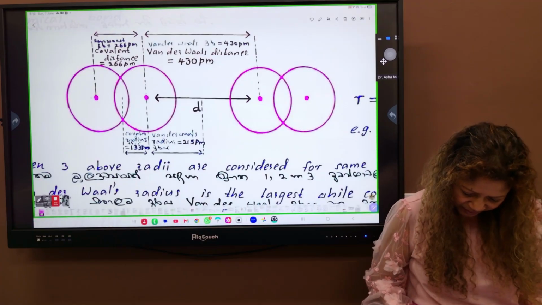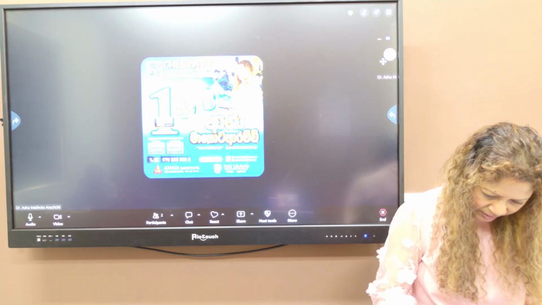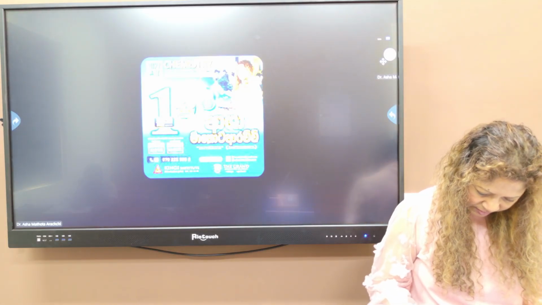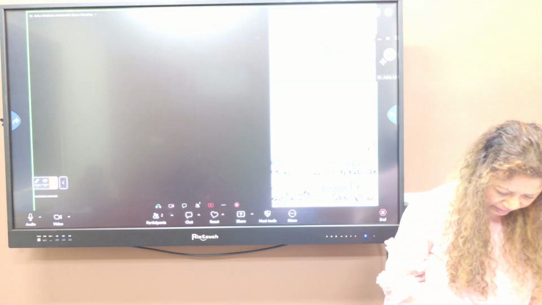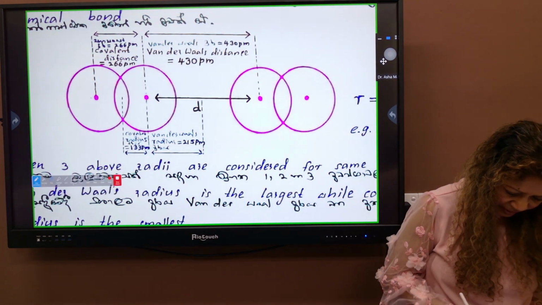Zoom is tired. We're going to go back and get out of the Zoom and then come back. When I'm writing, if it doesn't give, it simply means Zoom is tired.